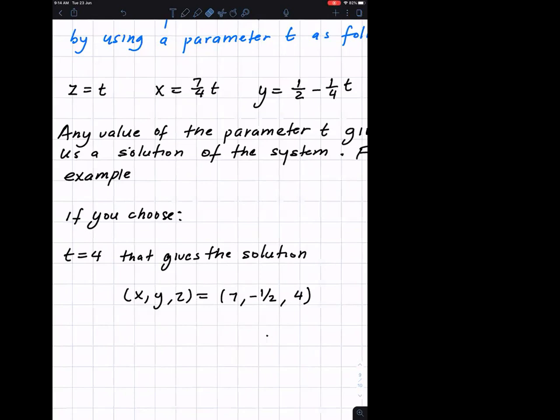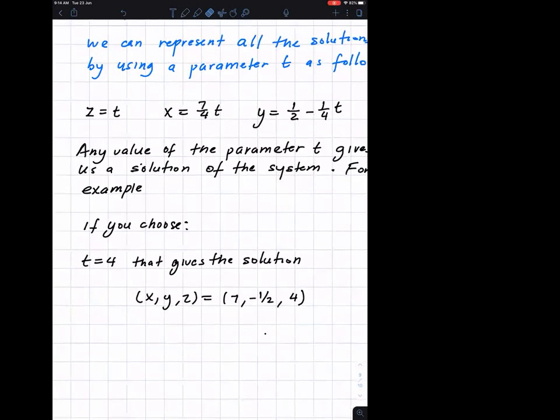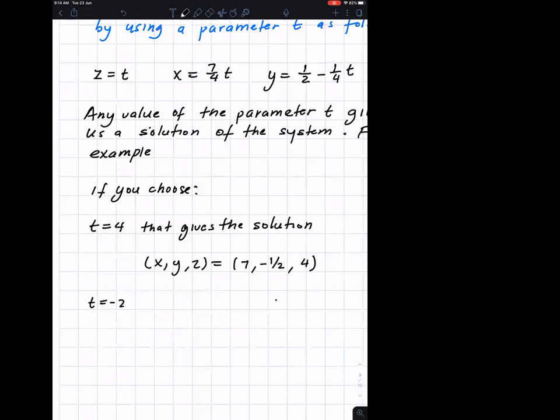So let's say, for example, if t is chosen as minus 2, what will be the value of x? Valarmadi? Yes, sir.